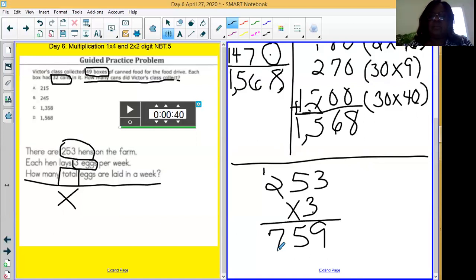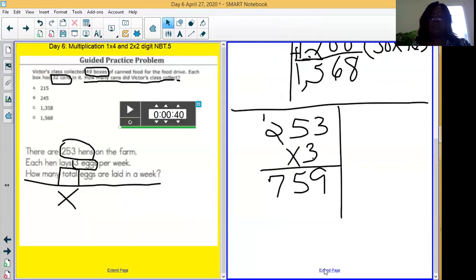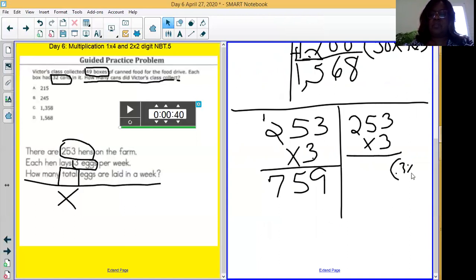Now I could do the same strategies that I use above for this problem as well. So I could use partial products for this problem. So here I have 253, and I'm going to multiply it by 3. First thing I'm going to do is multiply 3 times 3. 3 times 3 gives me 9. Next, I'm going to multiply 3 times 50 because that 5 is worth 50.